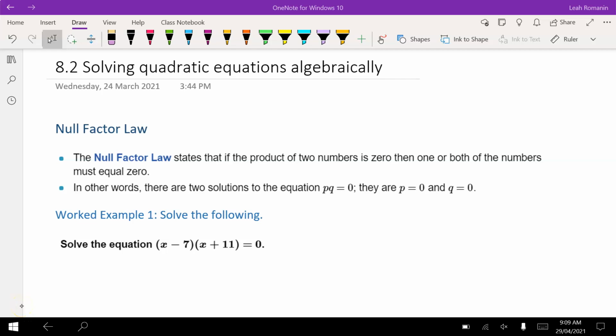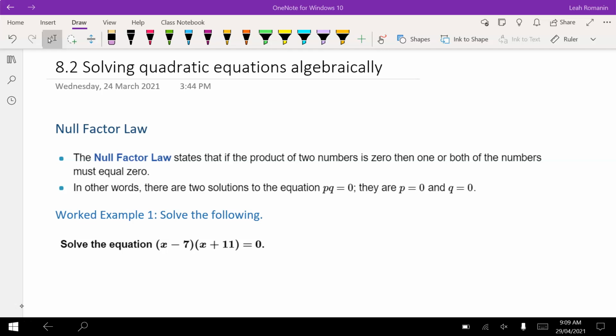Okay, so today we are looking at solving quadratic equations algebraically. So we're actually finding a value for x. Up until this point, we've seen quadratics but without an equal sign. They've just been expressions. They haven't actually equaled anything, and we haven't given a value to x. So that's what we're going to start doing today.